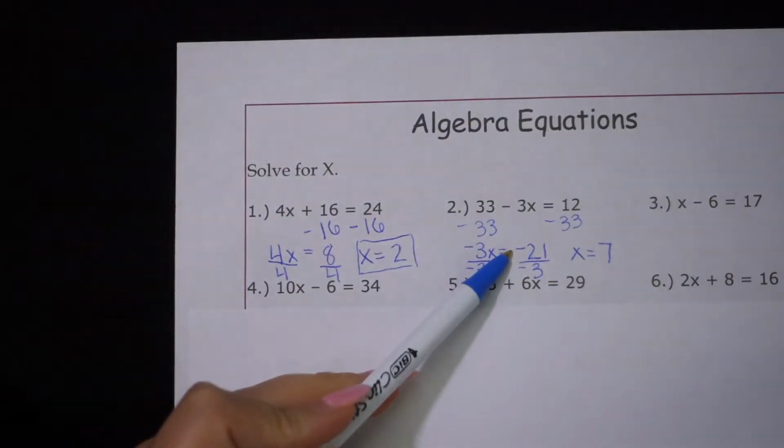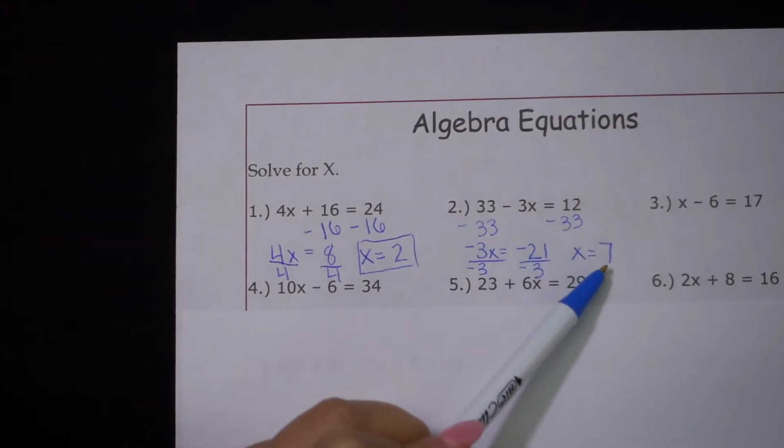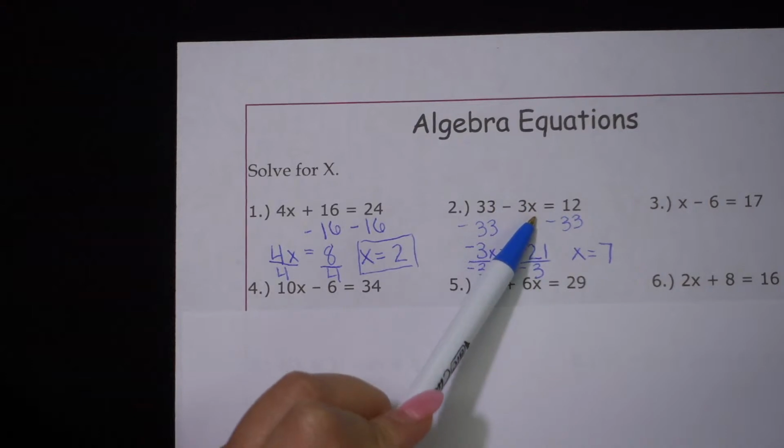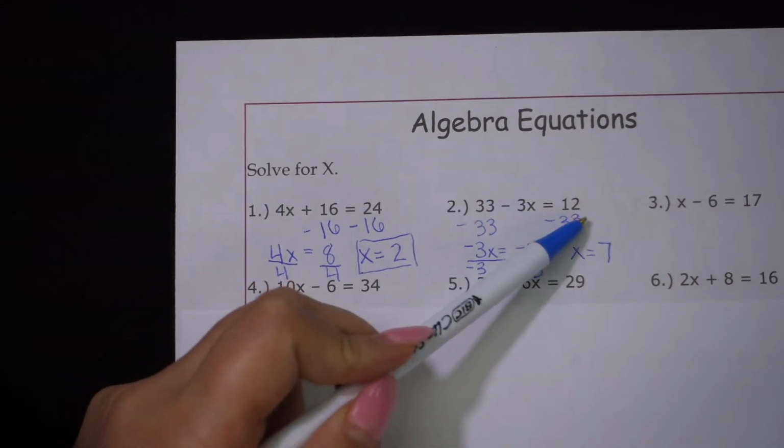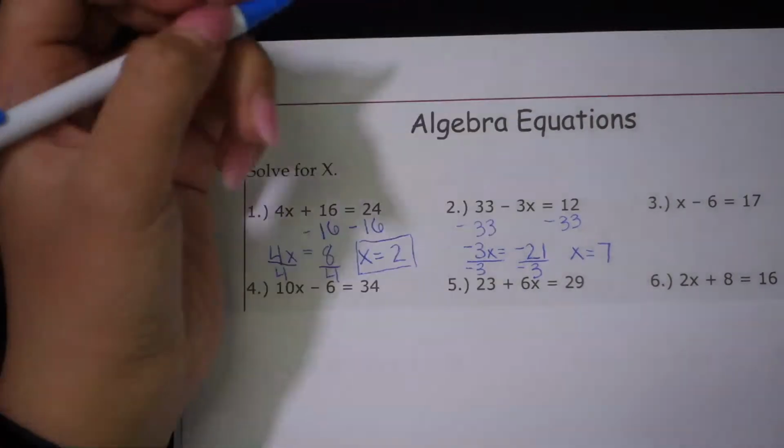Because a negative number divided by a negative number gives us a positive number. So now when we plug in 7 right here, the value that we should get is 12. And then you can always double check that. It's really important to double check it, actually.